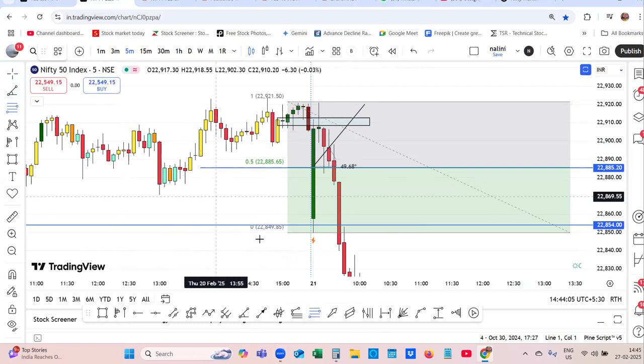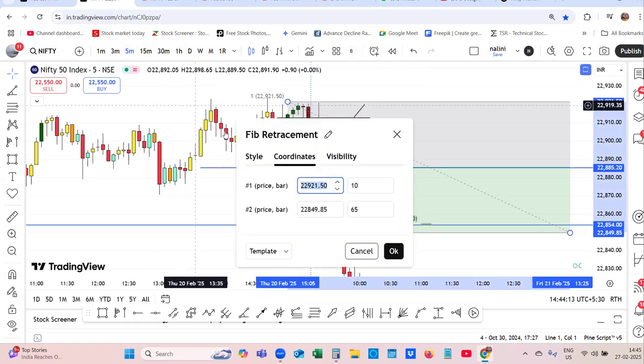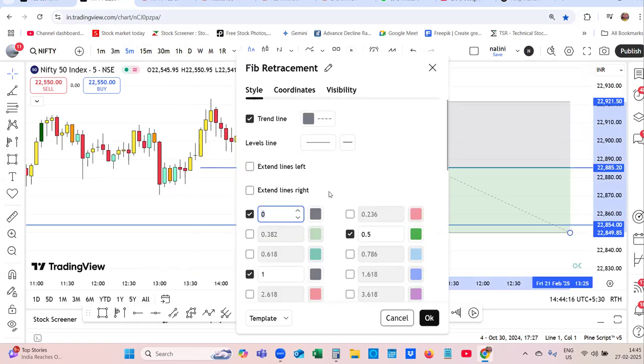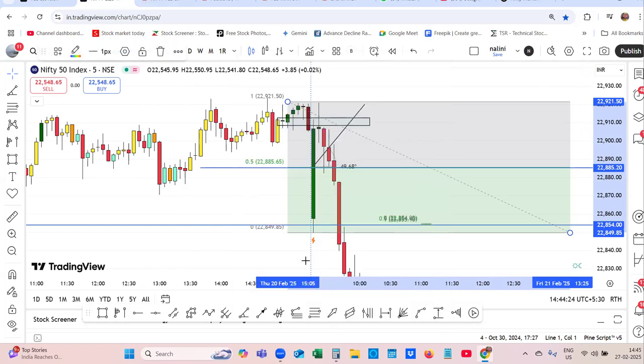Let me go to the settings. Let me click on this. If you go to the style, I have unchecked all the parameters and I have written only 0, 1 and 0.5. That's it, for my convenience. So I'm dividing it and making a box over here.